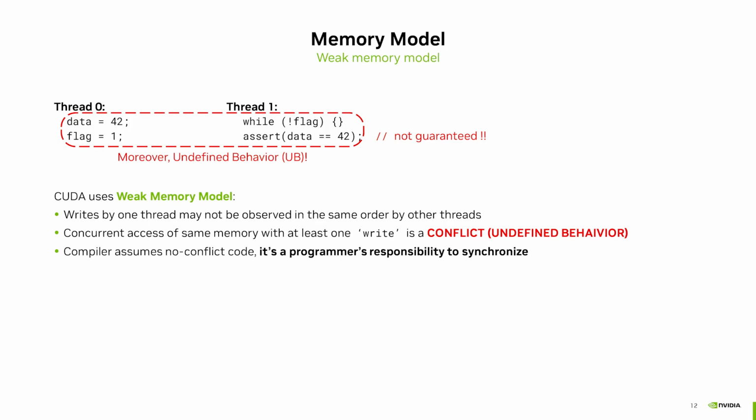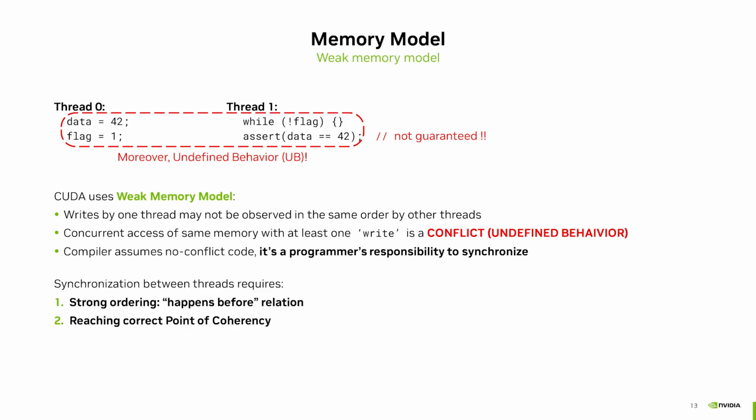So what does it take to synchronize memory accesses? Synchronizing memory means taking care of these two items. I just talked about the first one, the happens-before relation, but also we need memory accesses to propagate to a desired level. If you don't do it, then this situation is possible.